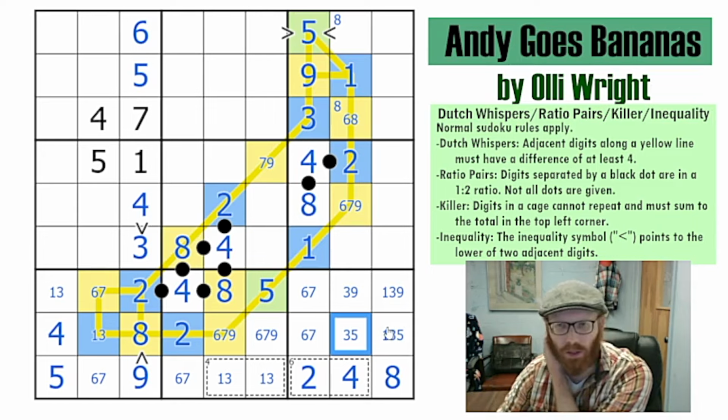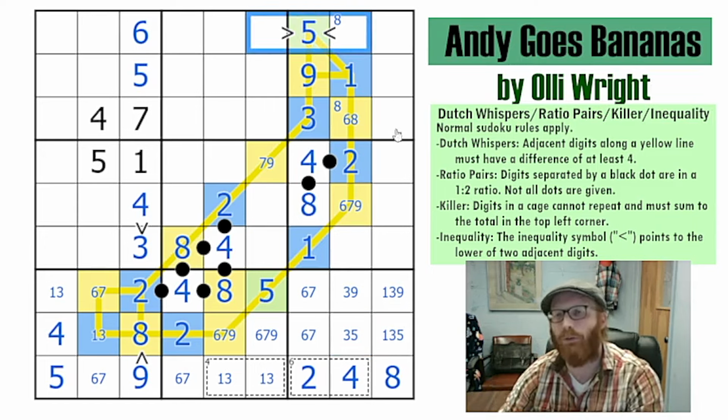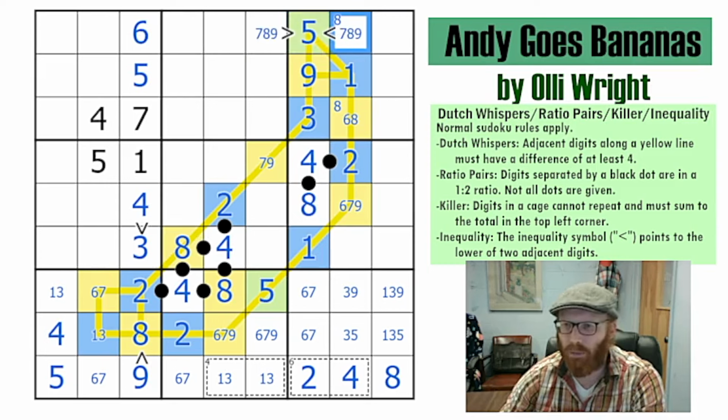Okay, this is all Sudoku at this point, except for up here. Is this helpful if we look at this? So we have to have two digits that are greater than 5 that are not 6. So these have to be 7, 8, and 9. And this one can't be 9. No, I don't see how that resolves yet.